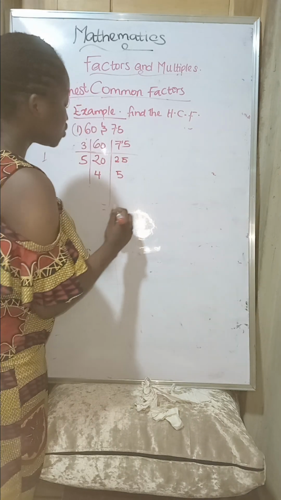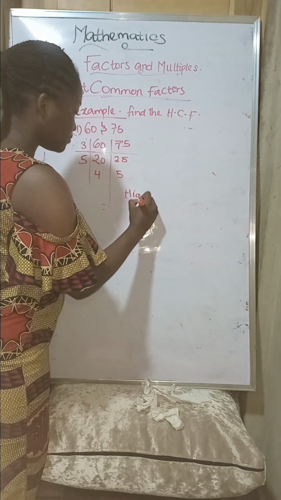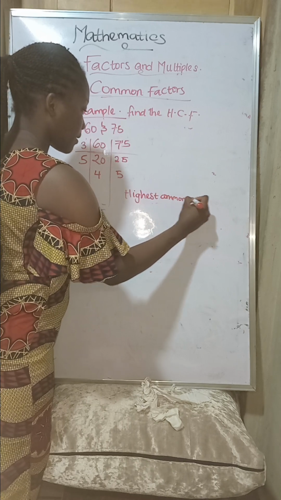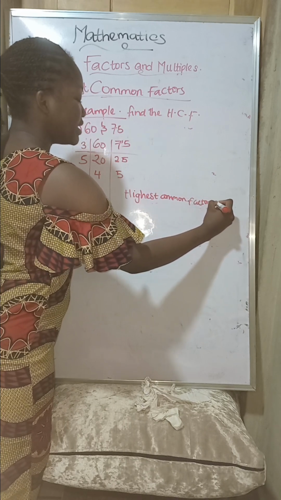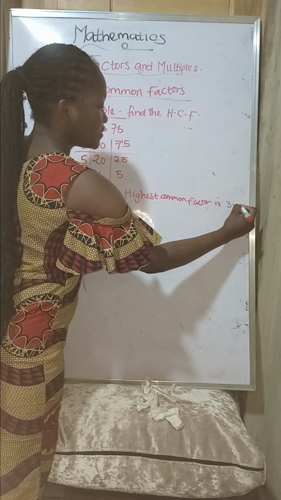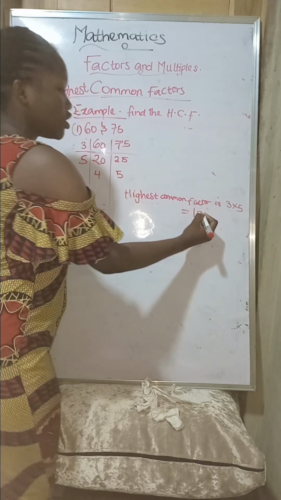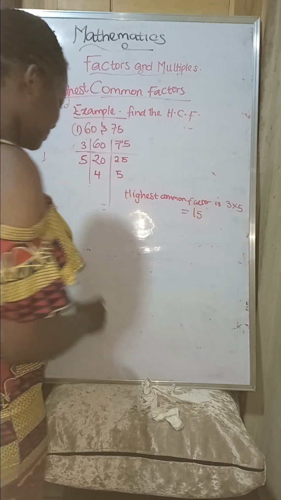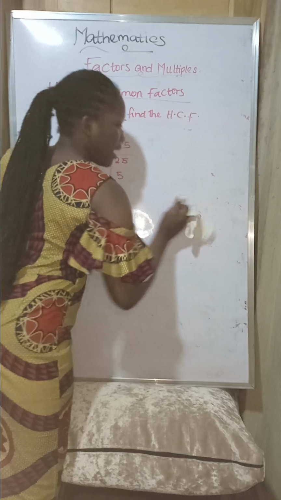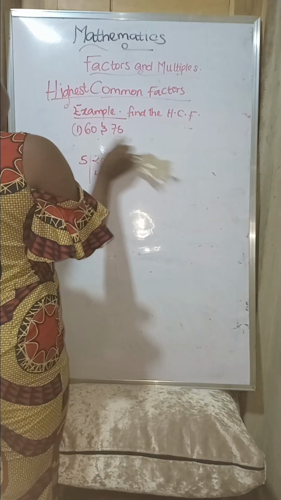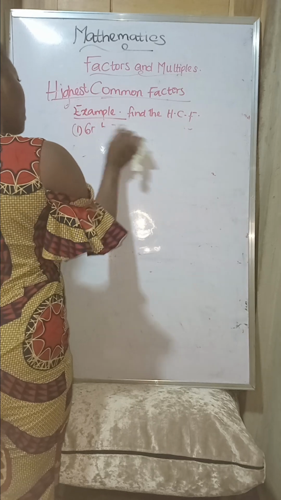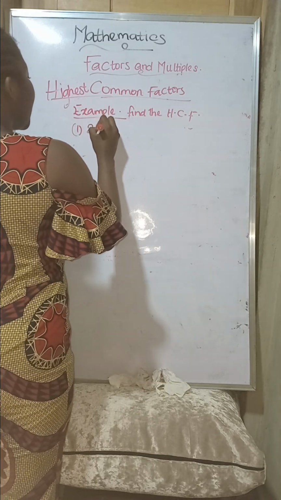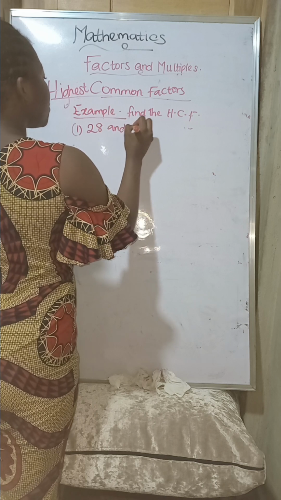Do you understand that? So now the highest common factor is 3 times 5, and 3 times 5 is what? 15. So the HCF of 60 and 75 is what? 15. We go to another example, and that will be the last example for this class. So the highest common factor of 28 and 42.